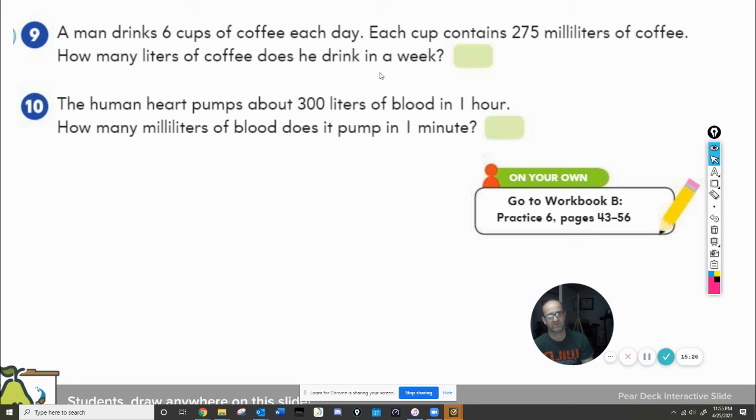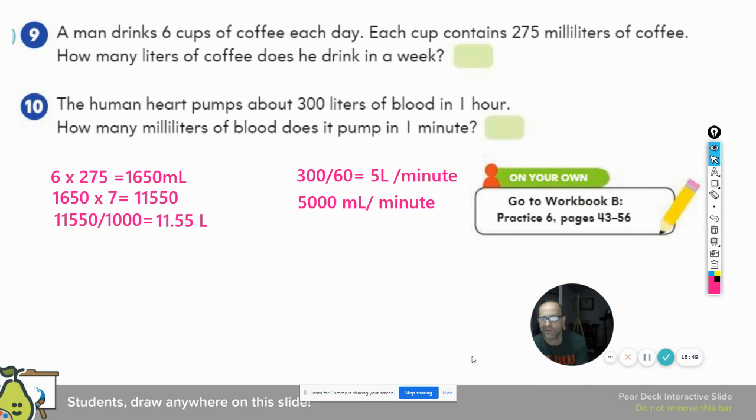Wait. No, you're not. I'm reading the book and I'm cheating. So you can do 6 times 275. Let me think on this for a second. All right, that took me longer than it should have. 6 cups times 275 milliliters, 1,650 milliliters a day. Times 7 is 11,550 milliliters a week. Divided by 1,000 is 11 and 55 hundredths of a liter per week.